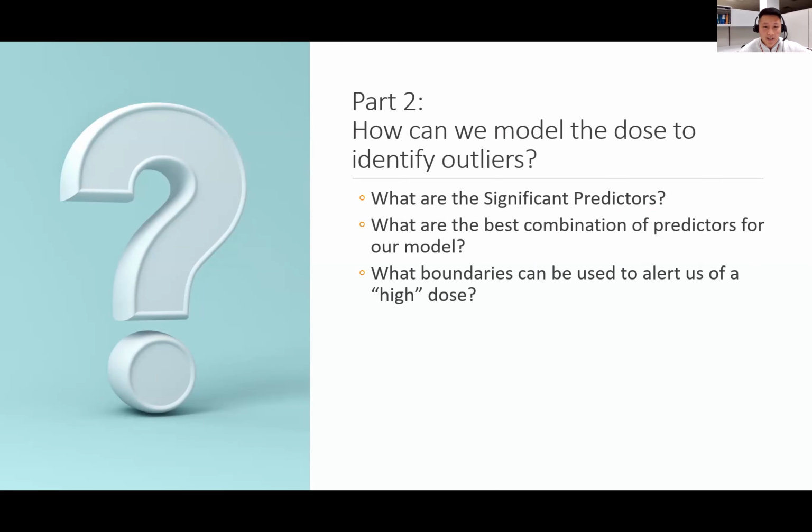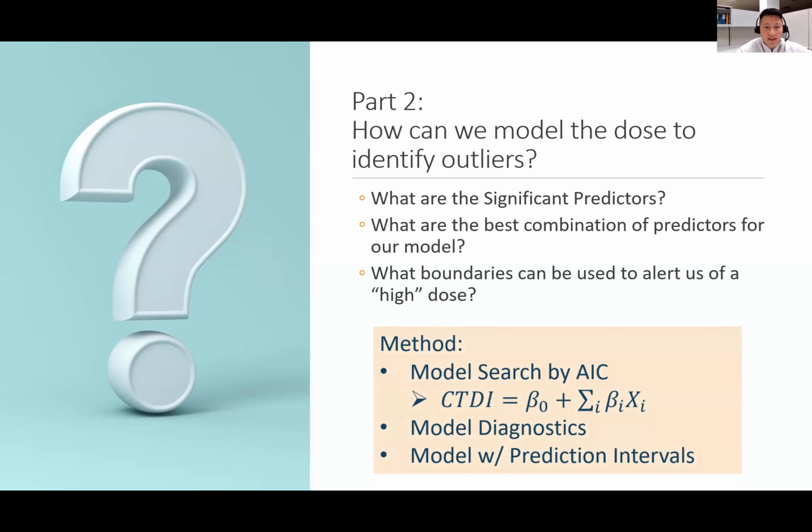What are the significant predictors? What are the best combination of predictors for our model? And what kind of boundaries can we use to alert us of a, quote, high dose based on these predictors? The method used was a model search by AIC, using multiple linear regression to determine which predictors are used to determine the dose to the patient. Also, I checked the model diagnostics using residual plots and also calculated prediction intervals.